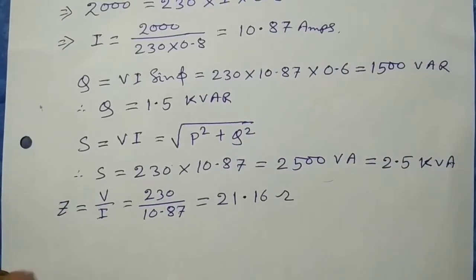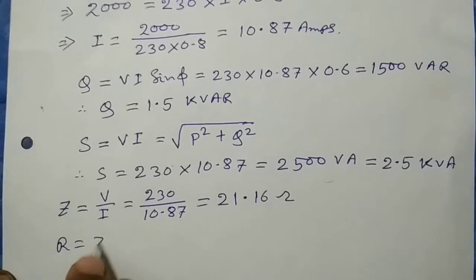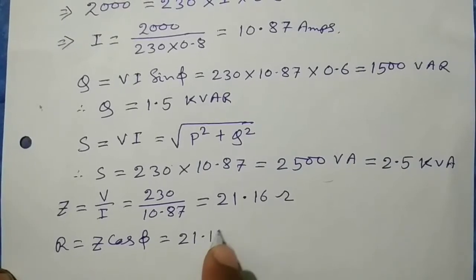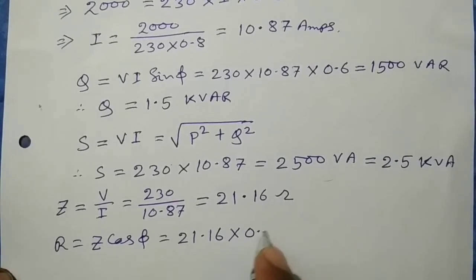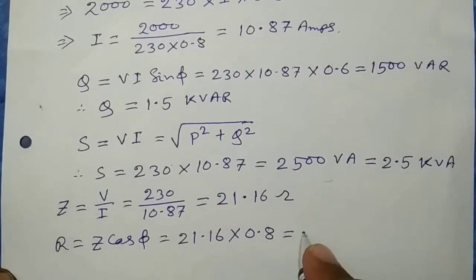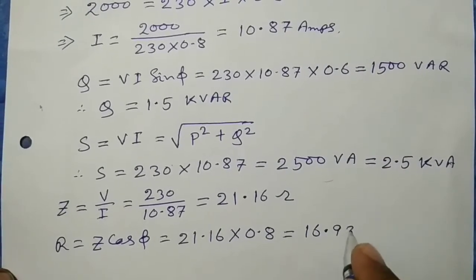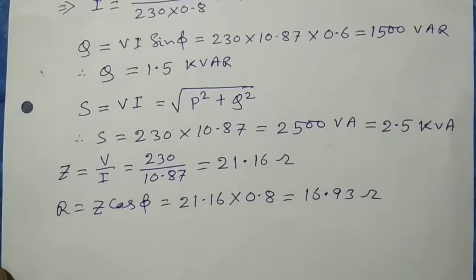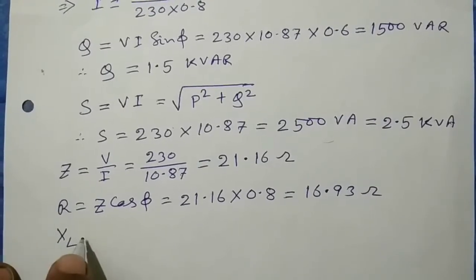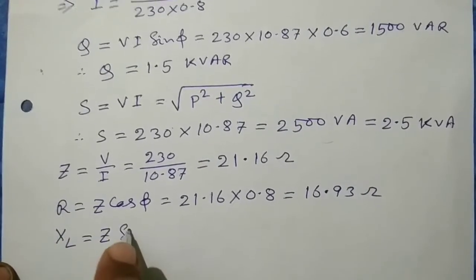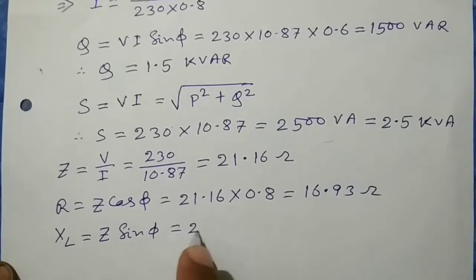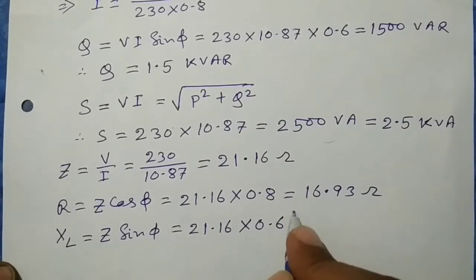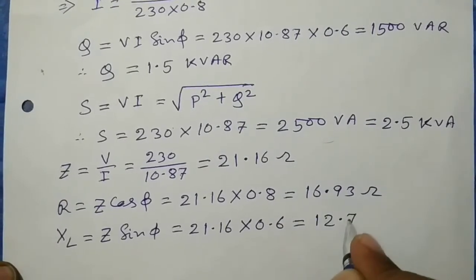From the impedance triangle, we know that R is equal to Z cos phi, that is 21.16 into 0.8. So we'll get 16.93 ohms. This is the value of resistance. And the inductive reactance XL is Z sin phi. So it is 21.16 into 0.6 and it is 12.7 ohms.